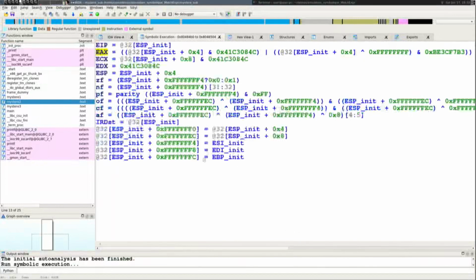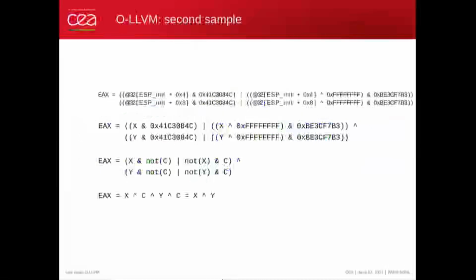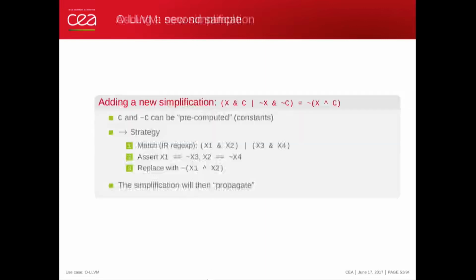And in fact, there is just a simplification which is missing. If we look at the equation, we can see easily a pattern. And in fact, we have a x and a not c or a not x and c, which is repeated. This is, if you do your math, just XOR between x and c. So the whole equation here is just XOR between two arguments. So we can tell Miasm to add this simplification, which is just as easy as adding a new simplification.